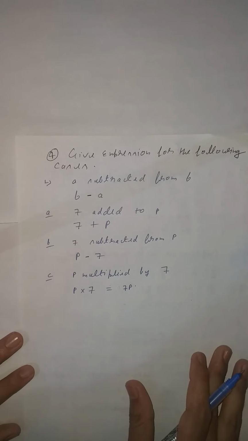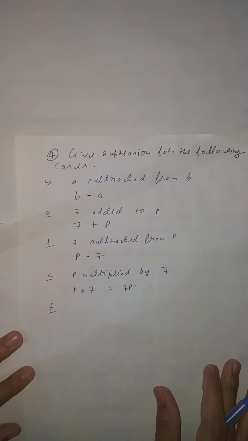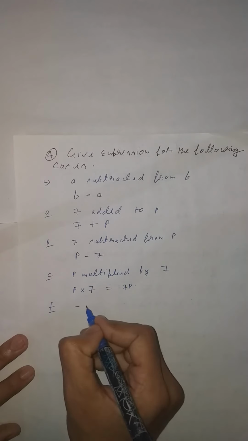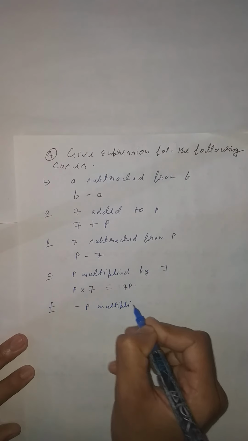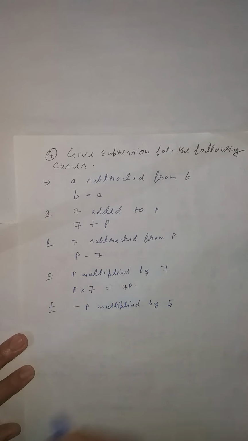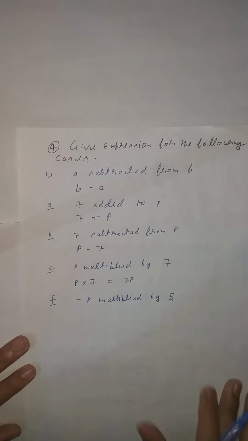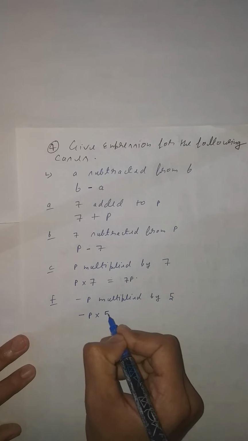Clear? Now take another example like F is given: minus P multiplied by 5. So minus P is given, to write down minus P, multiply sign, 5. Clear?